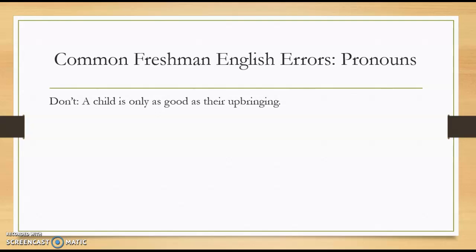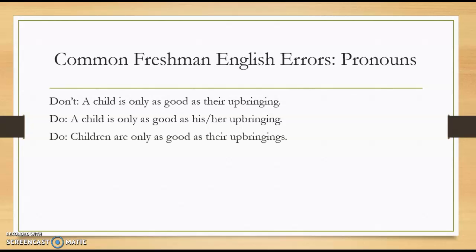So in this particular example, a child is only as good as their upbringing. It's inaccurate. It's ungrammatical. You can fix it by saying a child is only as good as his or her upbringing, or children are only as good as their upbringings. And note how this plays into subject-verb agreement here, and then we have to do a plural on the upbringings.